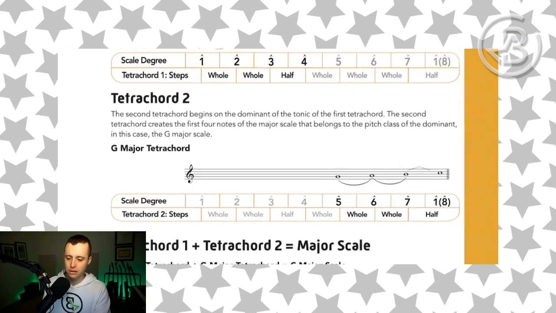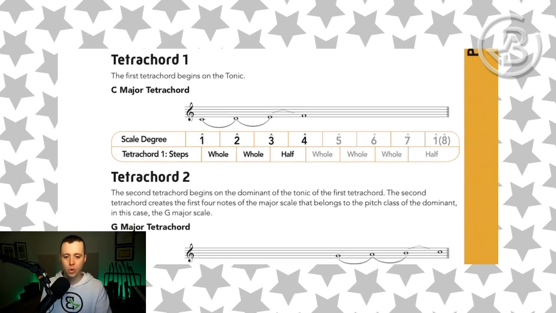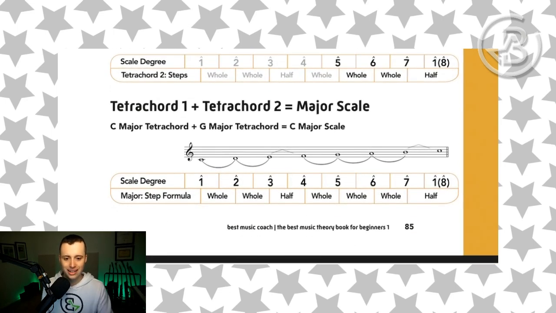So let's go back and look. Tetrachord number 1, we have whole, whole, half. Tetrachord number 2, we have whole, whole, half. Now what happens when we stick these together and connect them with a whole step? We get whole, whole, half, connect with a whole step, whole, whole, half. So this is a fun and interesting way to break down the major scale that can actually help you remember the major scale and the major step formula a little bit better than you might otherwise.